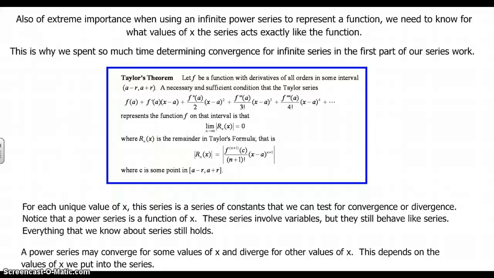It's why we spent so much time determining convergence for infinite series in the first part of our series work. So for each unique value of x, this series is a series of constants that we can test for convergence. When we have a value of x in this series, then all of these terms are real number values. It's a series of constants, and we can test to see if that converges or diverges.